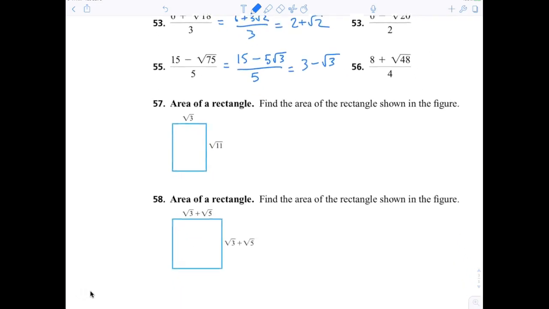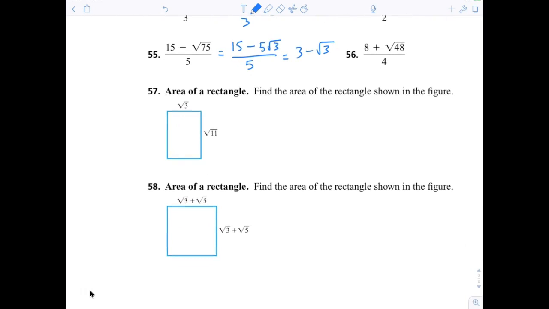How do I find the area? Length times width, base times height. So the area here would just be square root of 33. Yesterday we did perimeter because we were adding. Today we do multiplying.